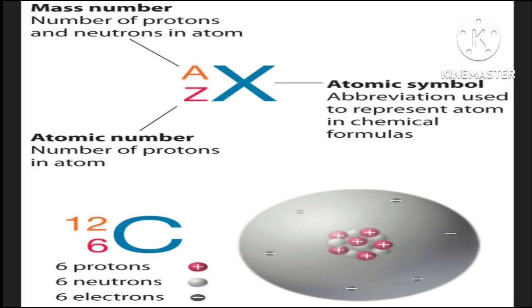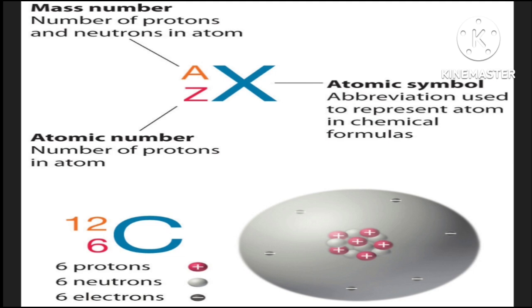Here is a capital X, which represents an element. So we can take X as the symbol of the element. We can take any element, for example carbon, sodium, any element. Here there is capital A and capital Z. Capital Z is a subscript and capital A is a superscript. Capital Z is the atomic number of the element. Capital A is the mass number of the element.